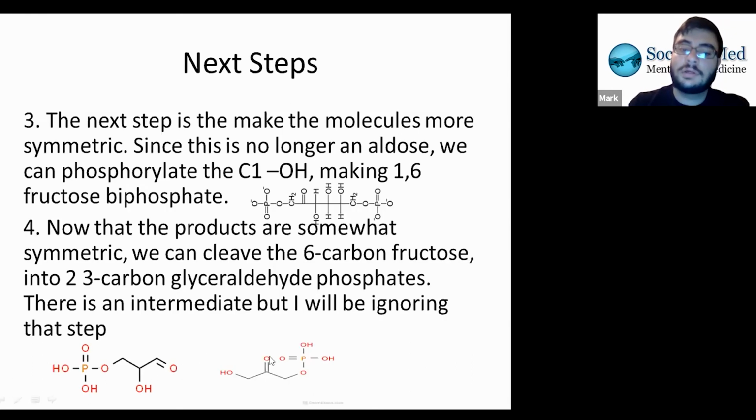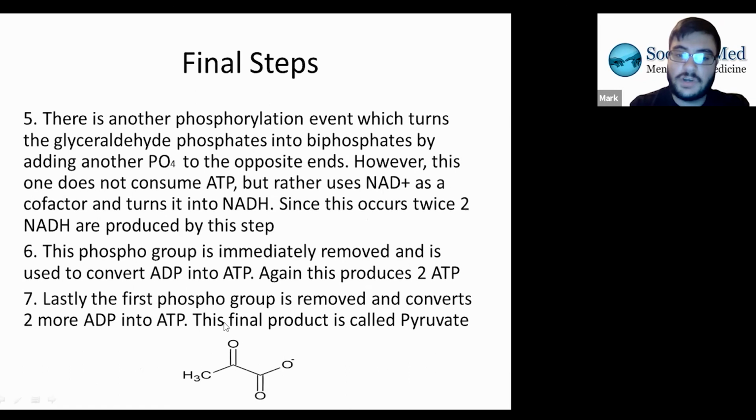And each one gets an extra phosphate. This phosphate group is immediately removed and is used to convert ADP into ATP. So we put the phosphate on by using NAD+, and then we immediately took it off and put it on an ADP to make ATP. This is the actual direct energy making step. NADH is technically energy, but it's not directly making energy, whereas this is directly making energy. It produces 2 ATP because you do it twice, one for each molecule.